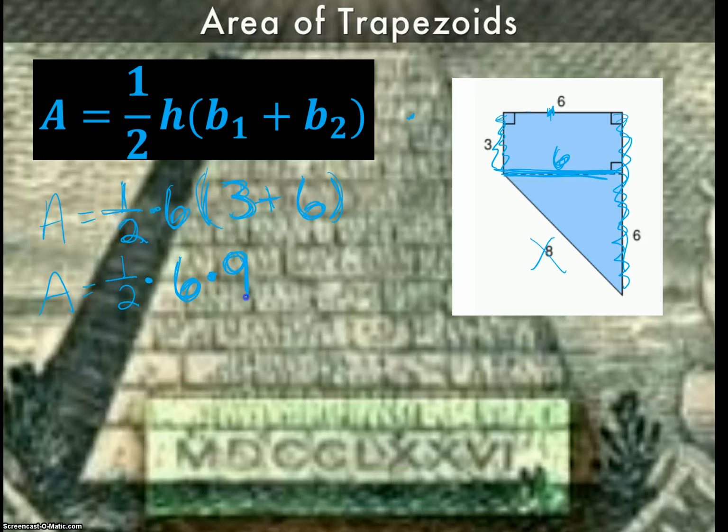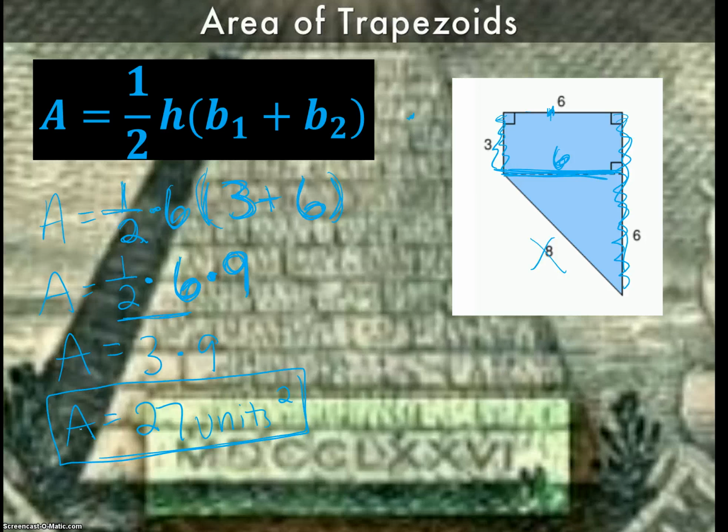Now, personally, 6 times 9 isn't as easy for me as 1/2 of 6, so I'm going to do 1/2 of 6 first. And if you'd rather do 6 times 9 and then divide it by 2, that works. 1/2 of 6 is 3, and 3 times 9 gets us an answer of 27. And we don't have a label, so I need to make sure I put units squared, because whenever we don't have a label, we have to rock the units squared.